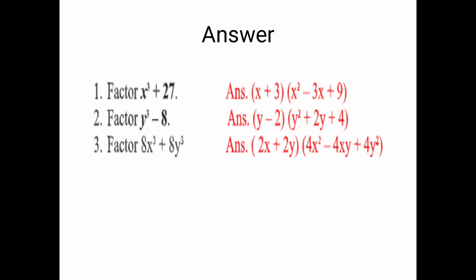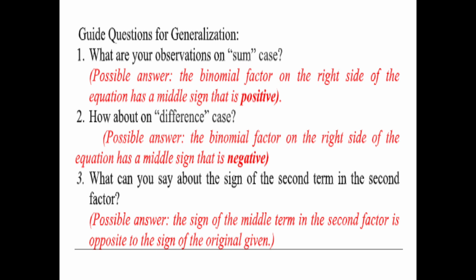For the 8x cubed plus 8y cubed, get the cube root of 8x cubed, which is 2x, then 4x squared. Then the cube root of 8y cubed is 2y, then 4y squared. To get the middle term of the trinomial factor, 2x times 2y is 4xy. Okay, just follow the pattern and memorize.